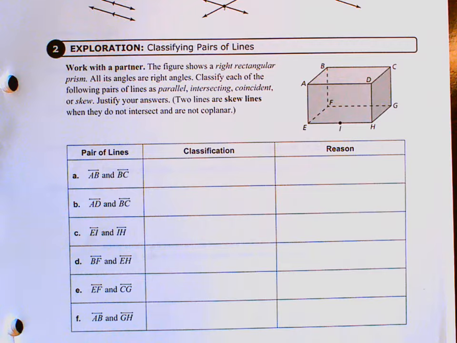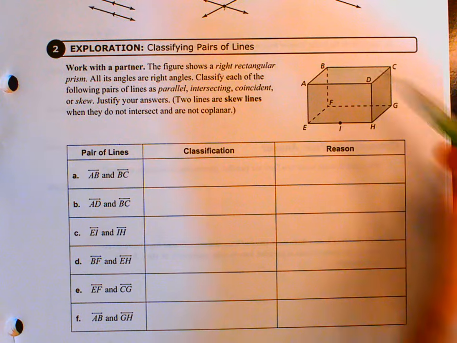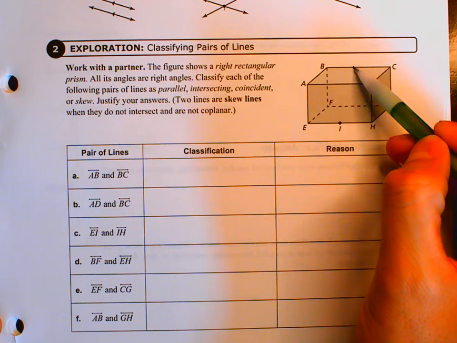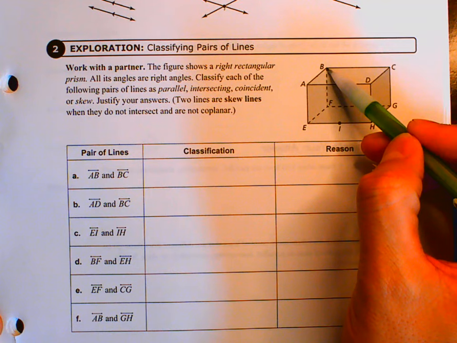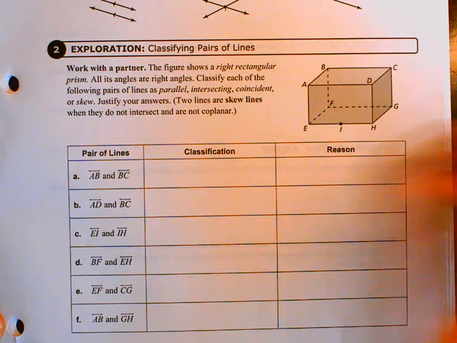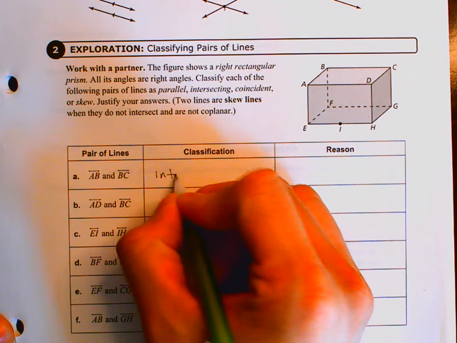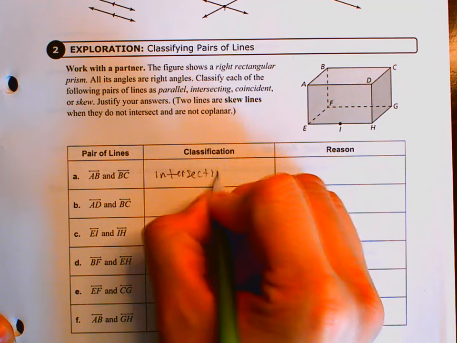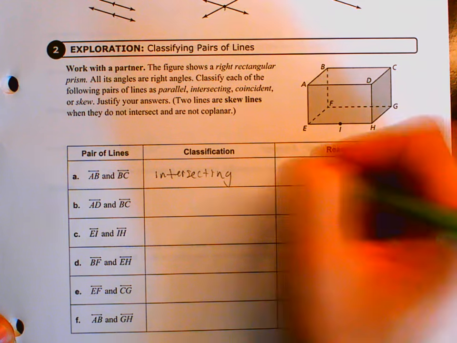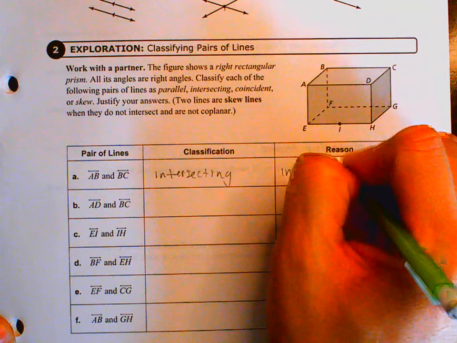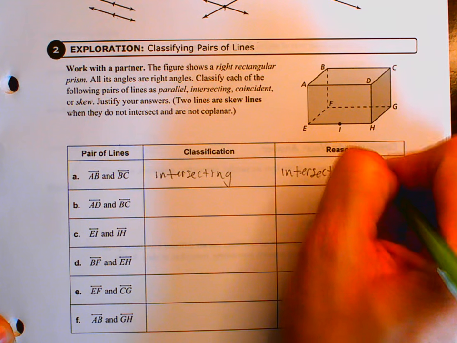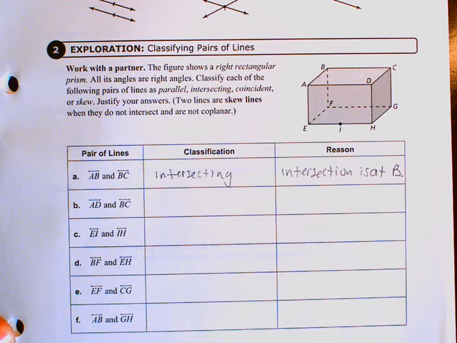Our first example is lines AB and BC. So lines AB and BC, that's this line and this line, they both have a common point of intersection called B. So these two lines are said to be intersecting, because their intersection is at B. Both lines intersect at B.